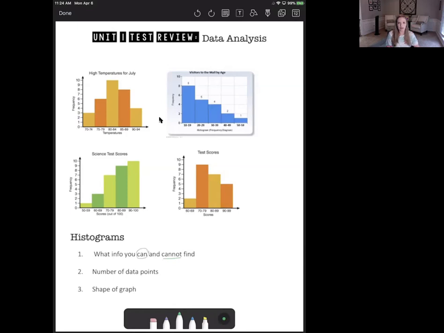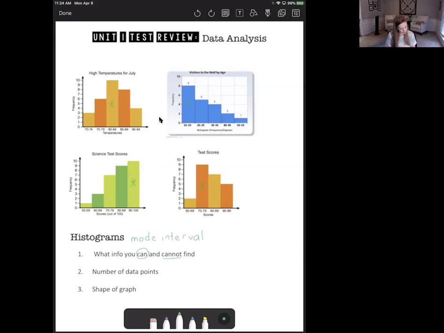Something that you can find is the mode interval. That's not the same as the mode. So the mode interval is the interval that had the most. So that's going to be your tallest one. So on that graph, that would be the mode interval. There's a mode interval, and mode interval.